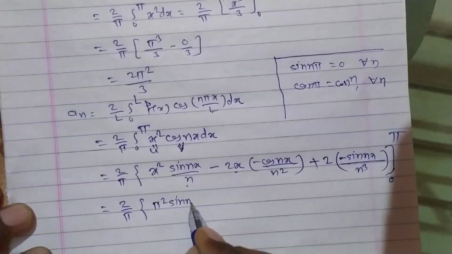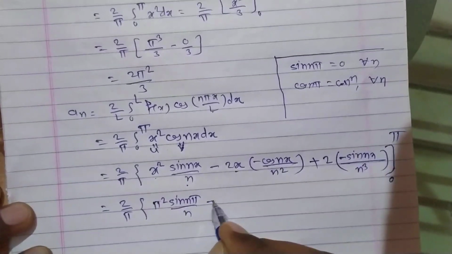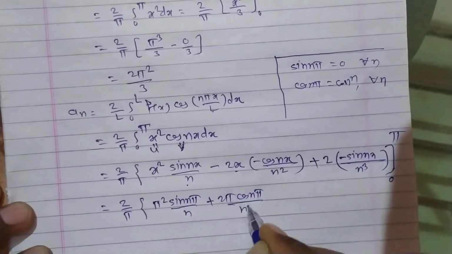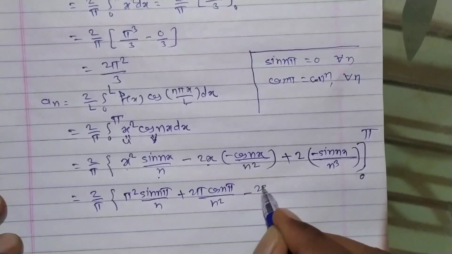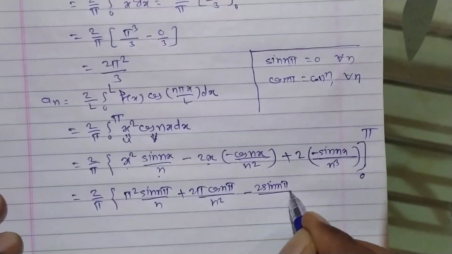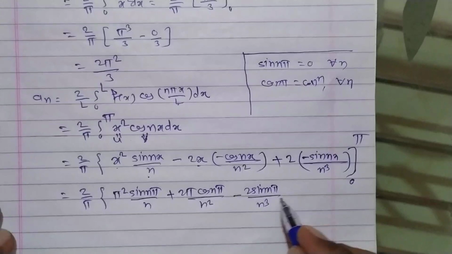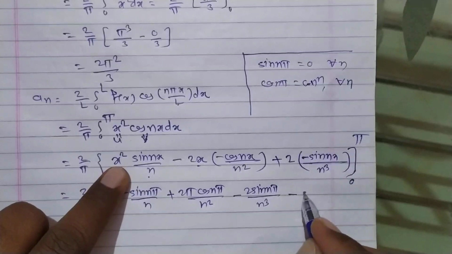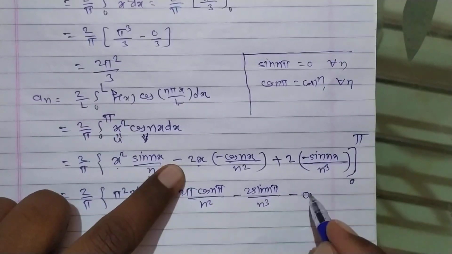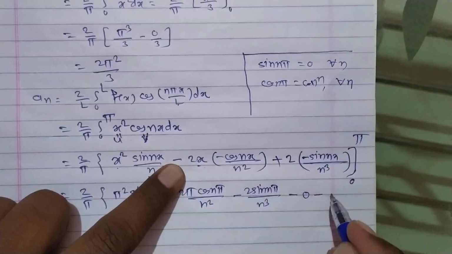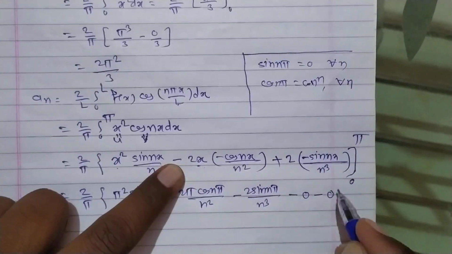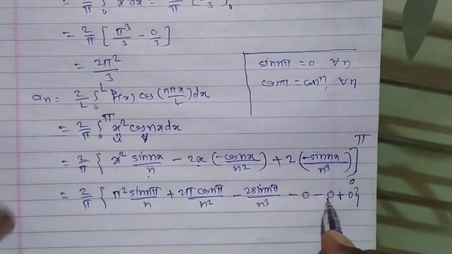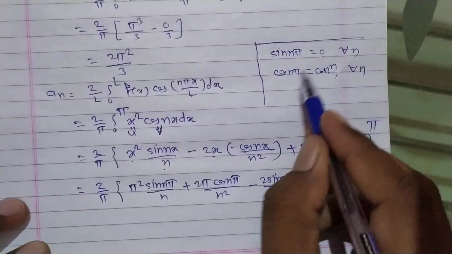So here if you put upper limit x is equal to pi, then we get pi square sin n pi upon n, plus 2 pi cos n pi upon n square, minus 2 sin n pi upon n cube. This is the upper limit. For the lower limit we put x equal to 0: sin x equal to 0, 0 into something is 0, 0 into cos is 0, and the last term sin 0 is 0. So the lower limit is total 0.